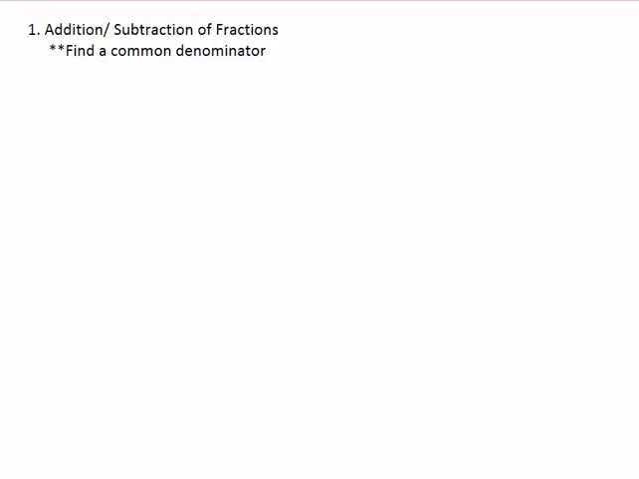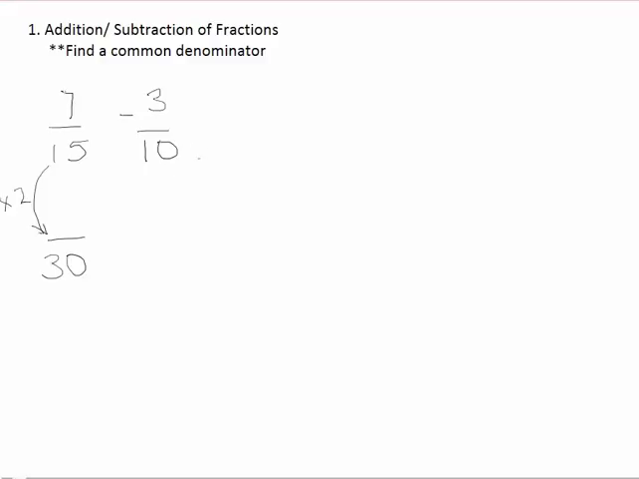I'm now going to show you how to add and subtract fractions. The first thing you want to do is find a common denominator between the two fractions. So if we have an example of 7 over 15 minus 3 over 10, in order to subtract them, they need to first have common denominators. So to do this, we want to find something that we can multiply both by to get the same denominator. In this case, we can get them both to 30. So we can multiply 15 by 2 to get to 30, and we can multiply 10 by 3 to get to 30.